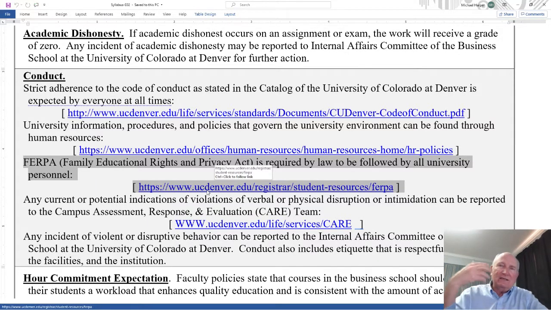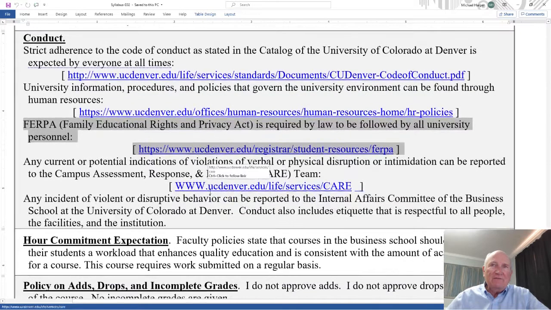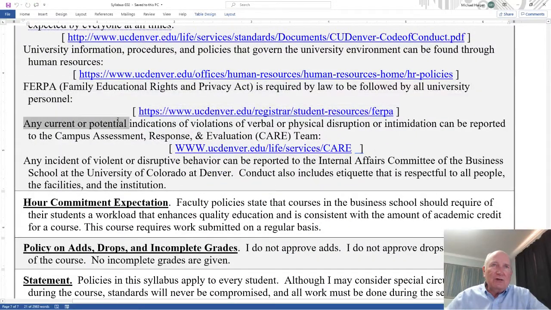Because sometimes someone asks, can I have this grade? Sometimes you say yes, sometimes you say no because of FERPA. Okay, and then finally, any current or potential indications of violations of verbal or physical disruption or intimidation can be reported to the care team.